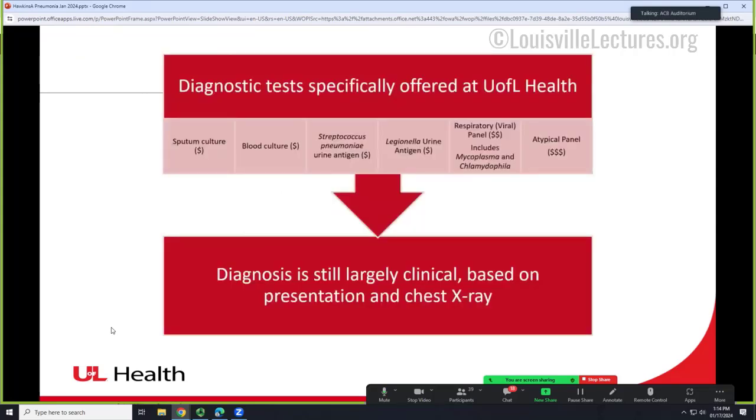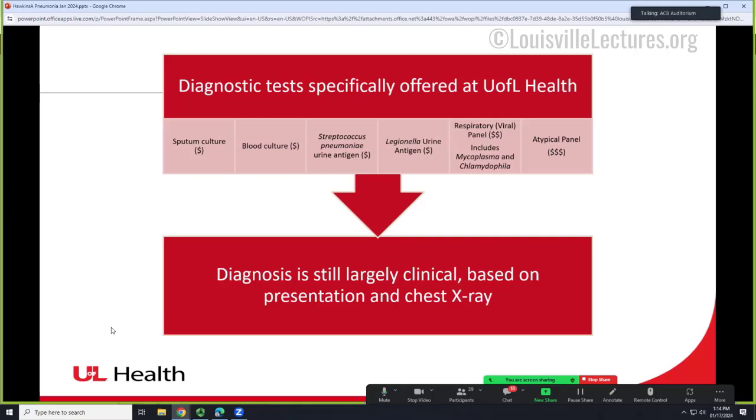Our diagnostic tests that we have at U of L, again, for these community-acquired pneumonias, you're kind of going in blind, right? You may or may not figure out what organism is truly causing this, which can make empiric treatment and wanting to be a steward a little difficult in these patients. But luckily, we've got a few different things that you can order here.